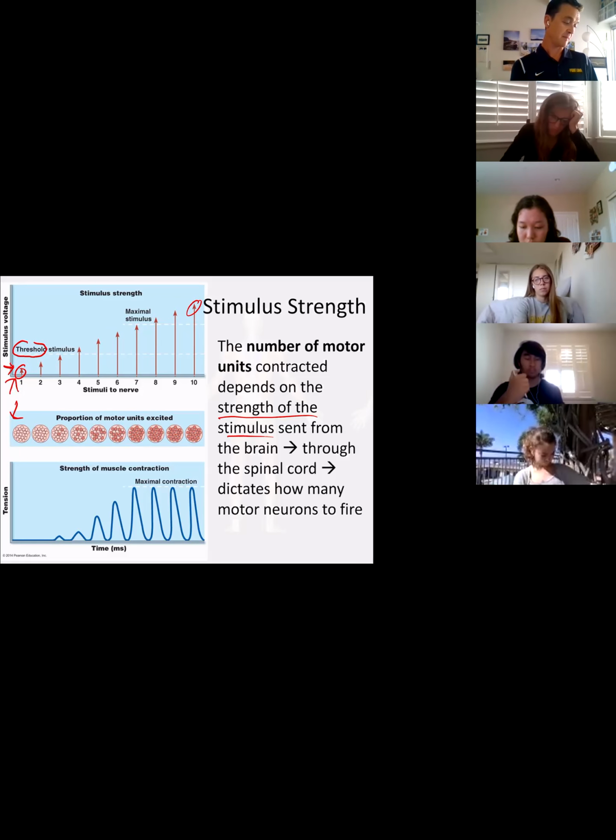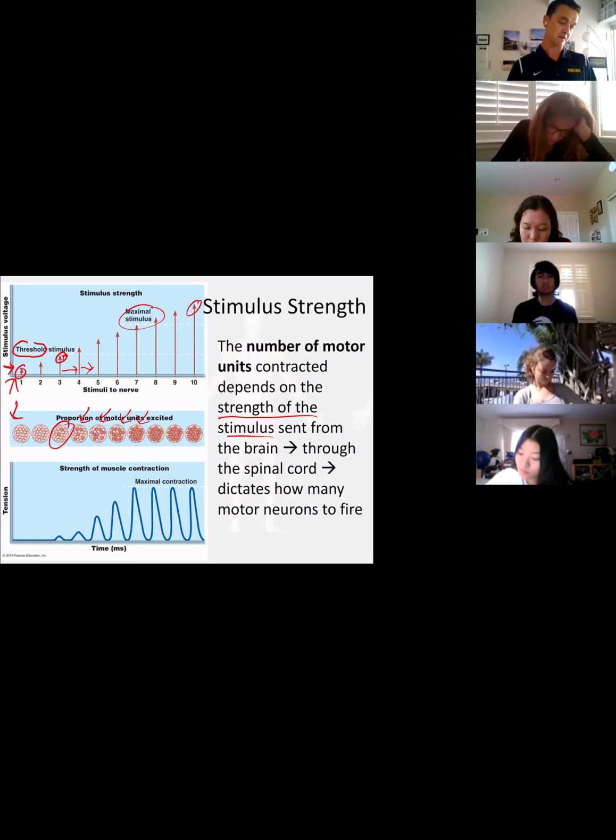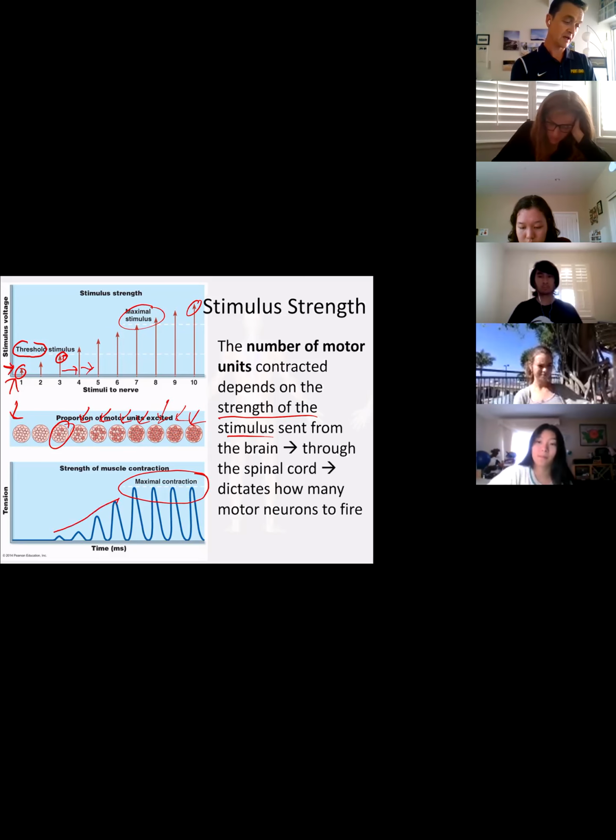But then as we work our way up to a stimulus that actually hits the threshold like this one, we can see a couple motor units are contracting. And then as we keep getting a stronger and stronger stimulus, we're adding more and more motor units to be contracted. Once we get to maximal stimulus, you can see all the motor units are contracted, and it doesn't matter if we contract harder. The amount of tension we produce is down here, and we can see that the maximal amount of tension was reached, and it just stays there. But as we're building up and adding more motor units going from here to here, we're adding to the amount of tension produced as well.